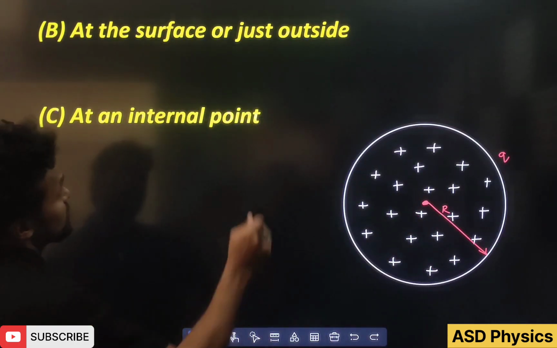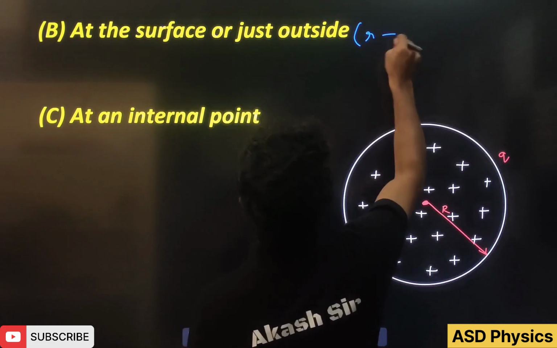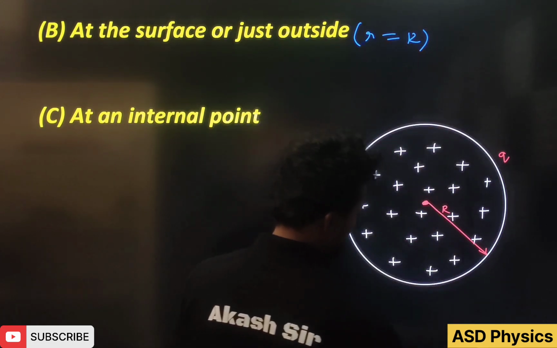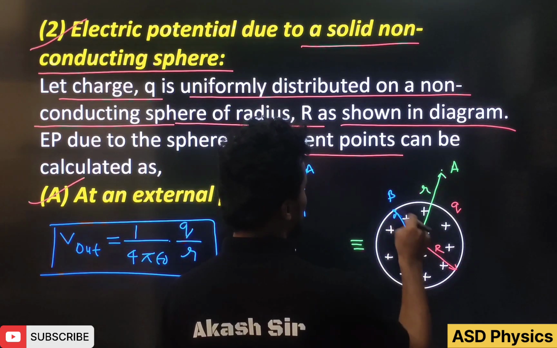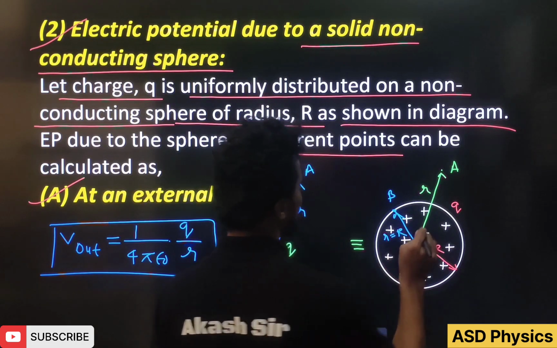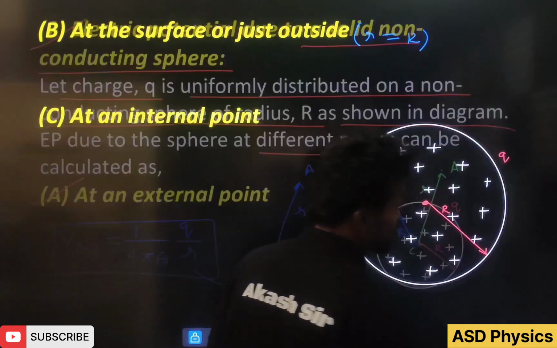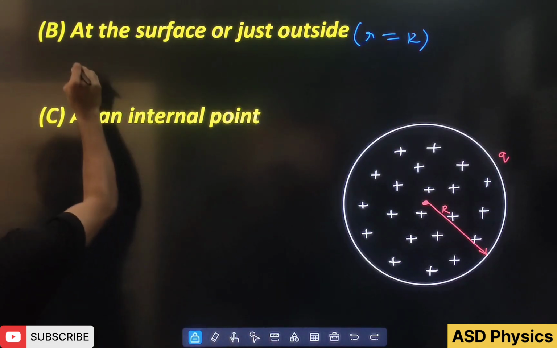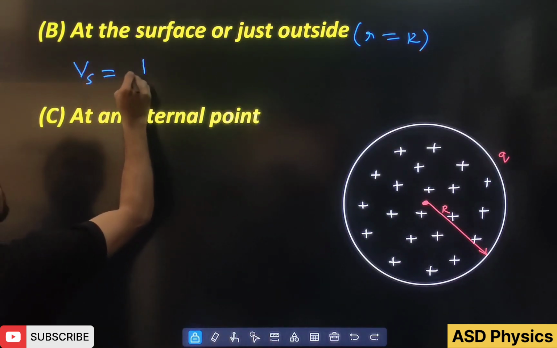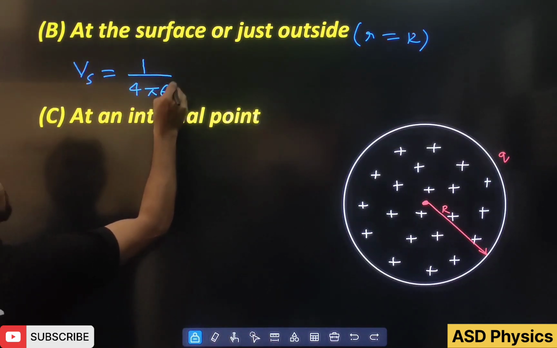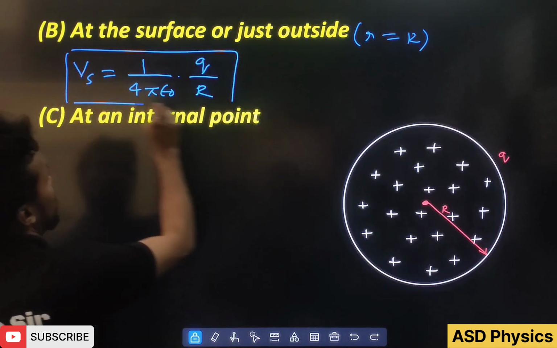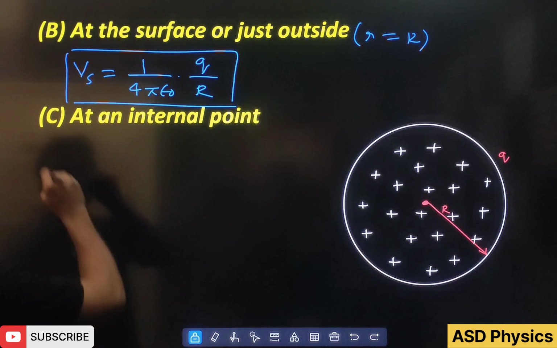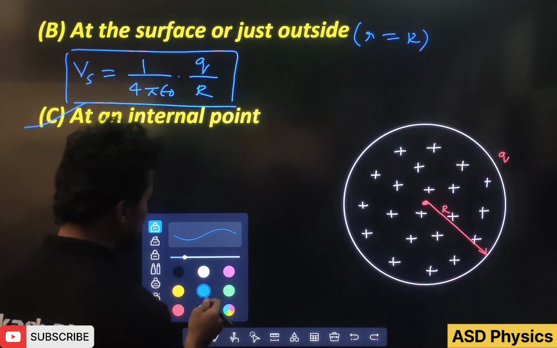Now students, at the surface what will happen? You have to just put small r equal to capital R here. Let's take for example surface point B. Now this small r will be equal to capital R. Again I am telling, just outside. So here, at point B or at the surface, the potential is given by 1 by 4 pi epsilon naught into Q by capital R. Now the main situation arises at an internal point.